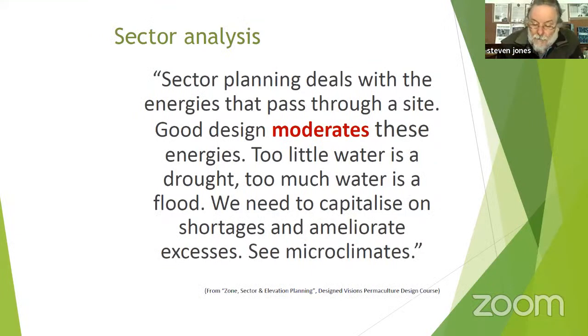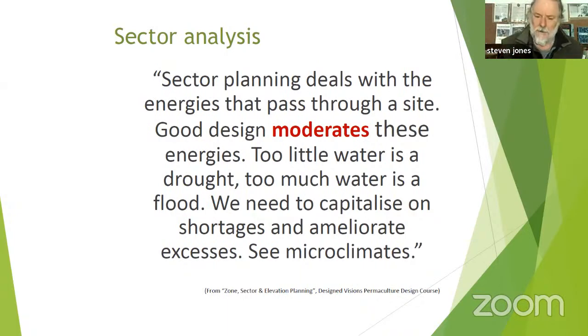So sector planning deals with the energies that pass through a site. Good design moderates these energies. Too little water is a drought, too much is a flood. So we need to minimize the excesses. And one of the ways we might do that is through creating microclimates, softening the edges, creating a range of conditions. If the site is very windy, we can plant shelter belts, and that will reduce the wind. Some parts of the site might still be a bit windy, others might be much less. That creates then a range of opportunities.